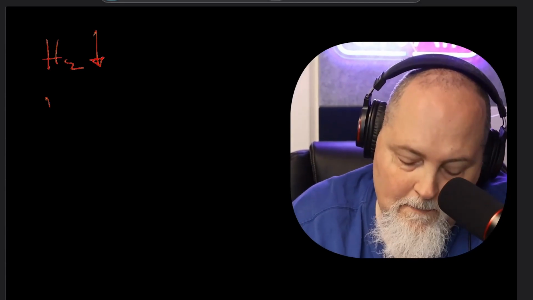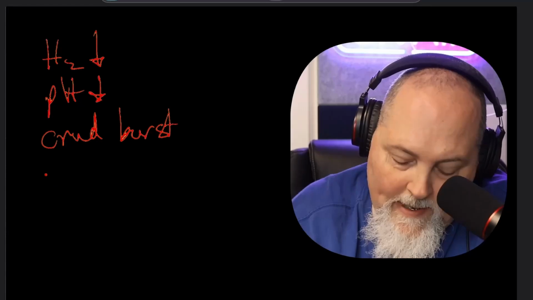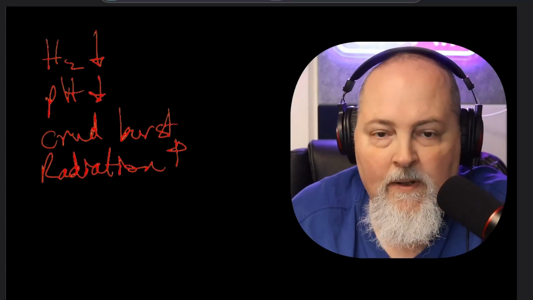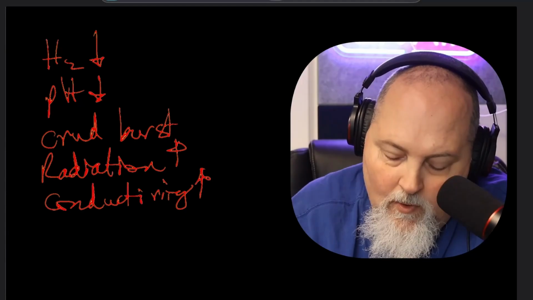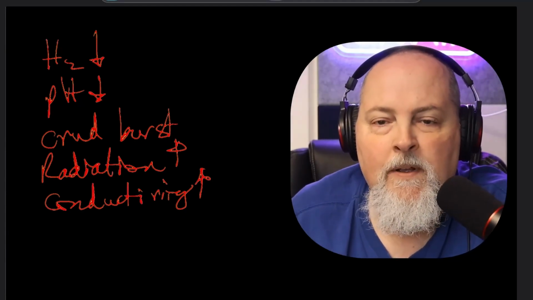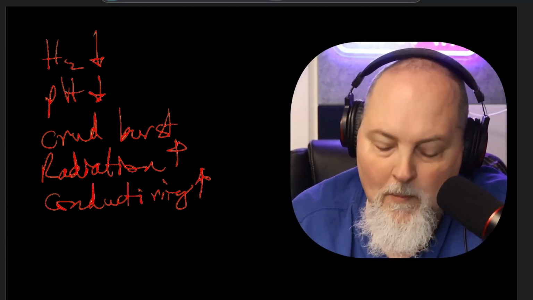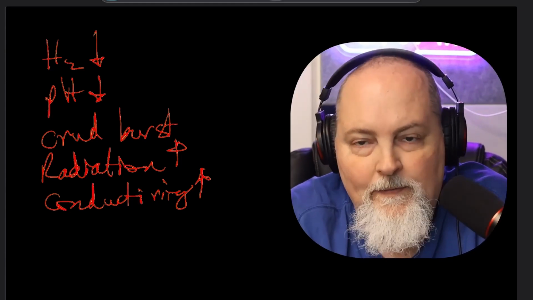And when radiation levels go up, but also conductivity goes up, the ion exchanger performance starts to look stressed, right? And so another thing that can happen is you get air leakage. Hydrogen goes down if you get air leakage. pH goes down. You get a crud burst. Radiation goes up, and conductivity. And this is all if you get air leakage. So what's another thing? Another abnormal condition is a fuel element failure.